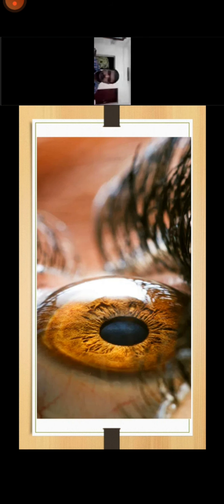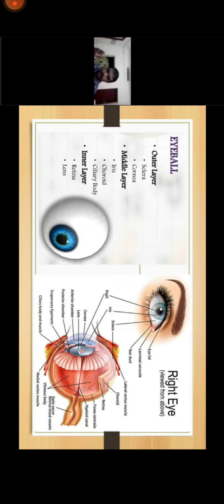Next coming the middle layer, that is the iris, choroid, and ciliary body. These three layers are called the vascular layer. That means the blood supply is predominant in this area. The eye gets nourishment from this middle layer. The innermost layer is the retina, that is the nervous layer. The lens is also in the inner part, therefore it is considered an inner layer, but it is not a layer, it is seen in the inner part.